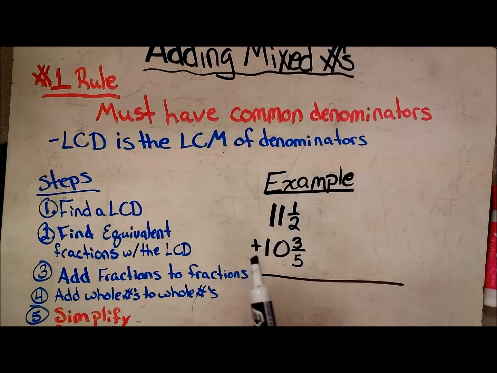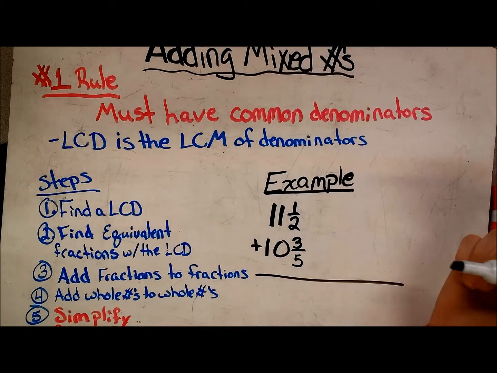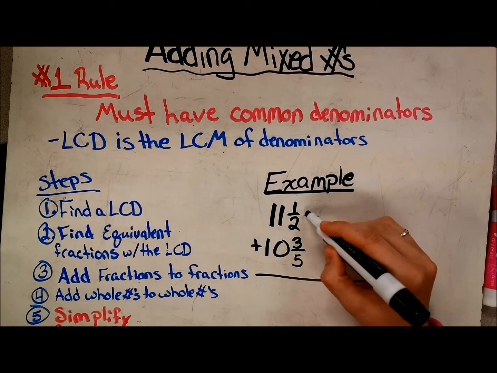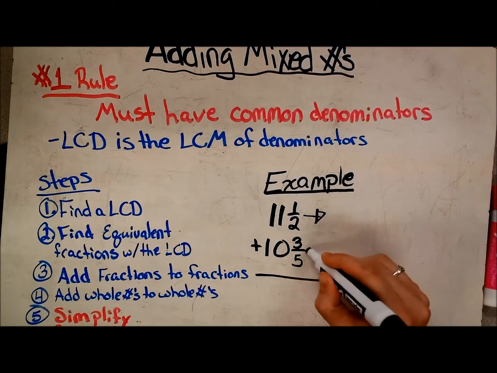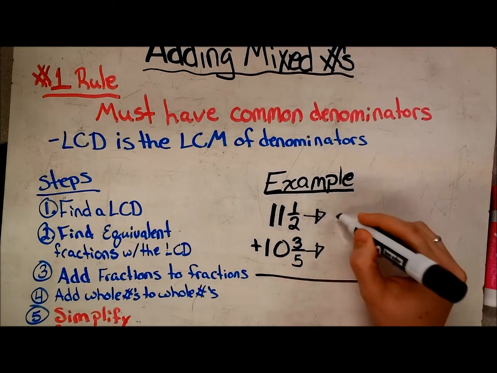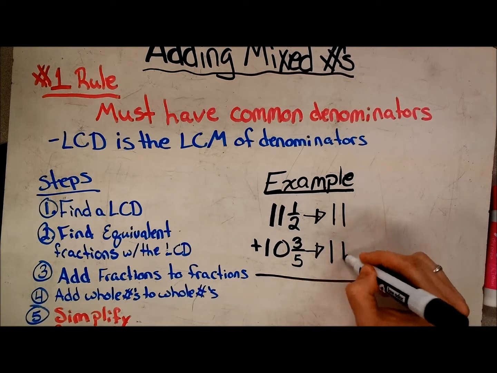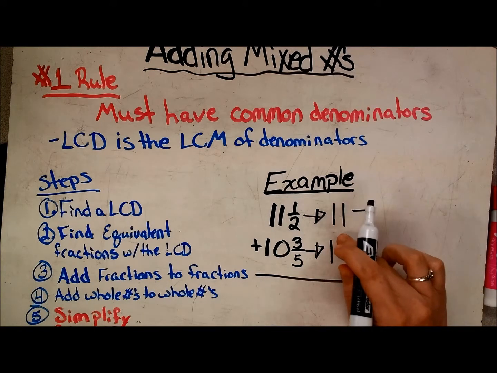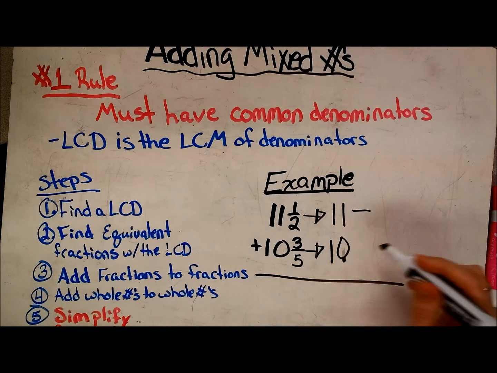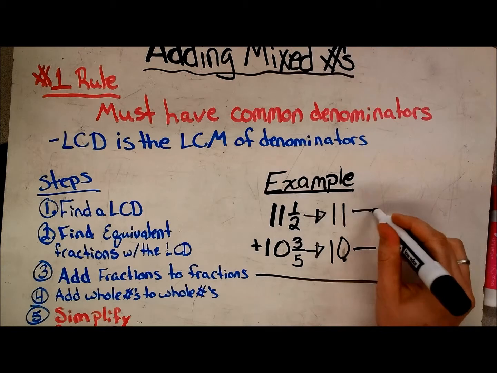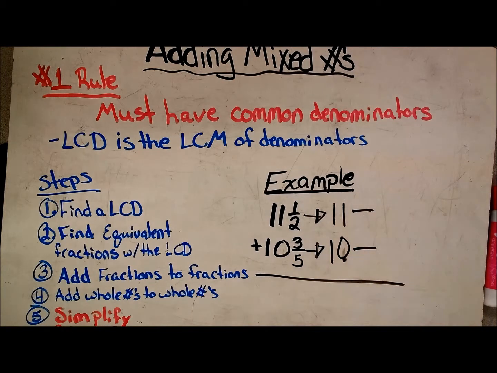Let's do an example. Your first step is to find a least common denominator. So we are going to rewrite this problem. We're going to rewrite our whole numbers, and we are going to make fraction bars, because we have to find a common denominator. If you cannot find a common denominator in your head, it's fine. It is the least common multiple.